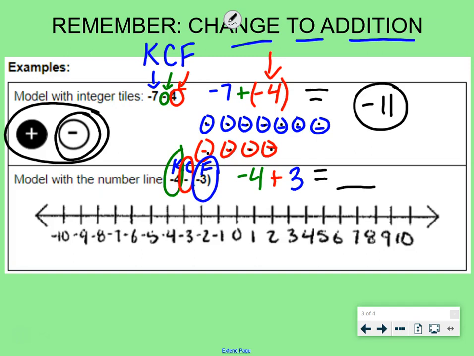We've got to figure that out. So what we're going to do is, remember, we start at 0, and then we go to that first number, which is -4. So we go to -4, which means 1, 2, 3, 4 jumps to the left. Then we need to add on to that +3. Well, +3 means we go to the right. Go to the right if it's positive, go to the left if it's negative. So from -4, we're going to jump right 3 times. And where do we end up? We end up right there at -1. So our answer to -4 plus 3 is -1.